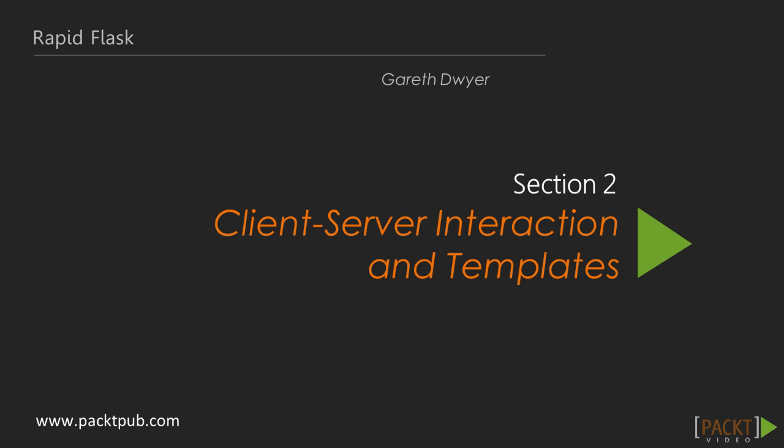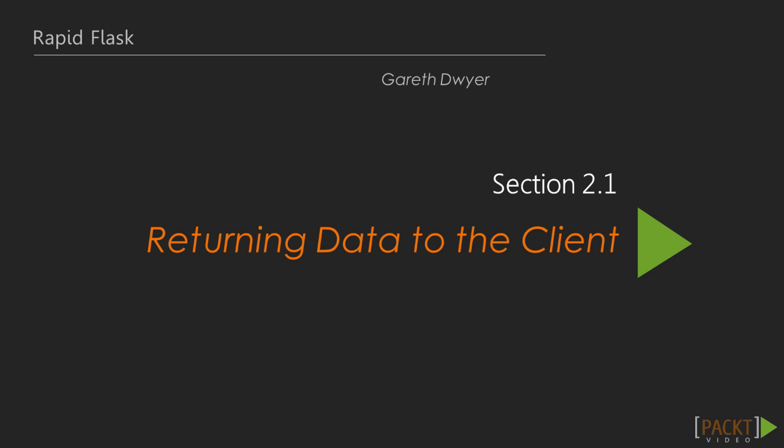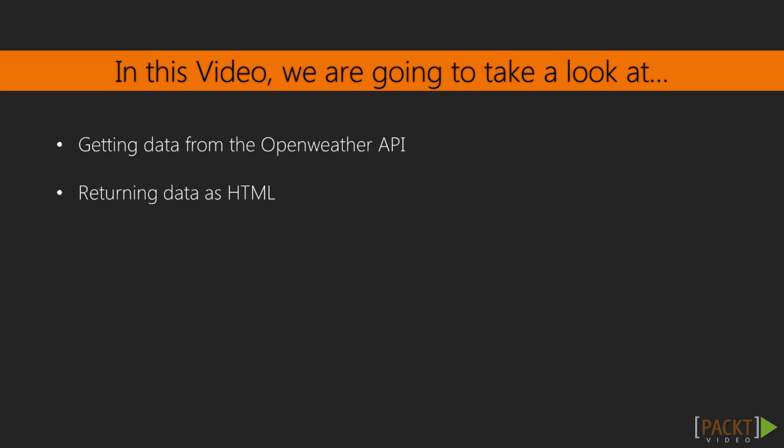Welcome to the first video of Section 2 of Rapid Flask. In the last section, we built a basic Flask Hello World app. Upon completing this video, we will have extended this app. We will use Python to fetch and process weather data from the Open Weather API, and use Flask to send this data to the client, formatted as HTML.